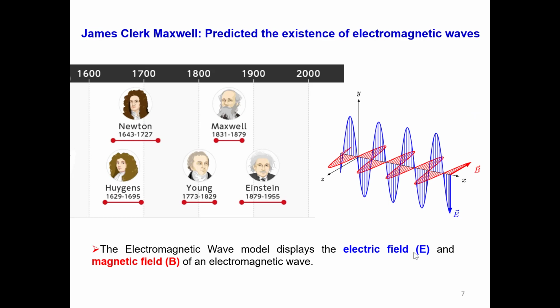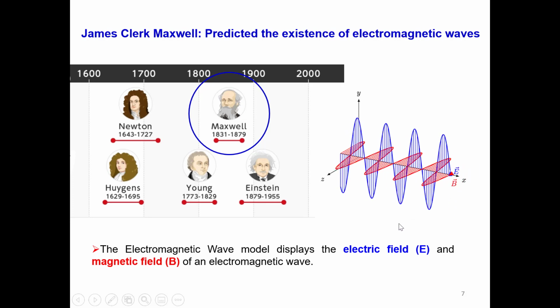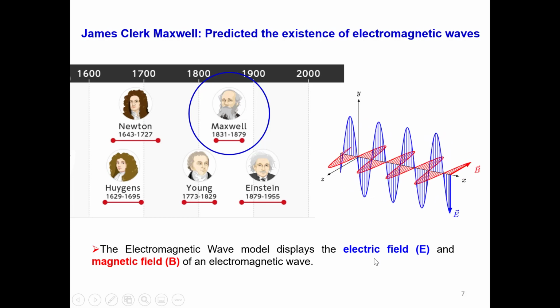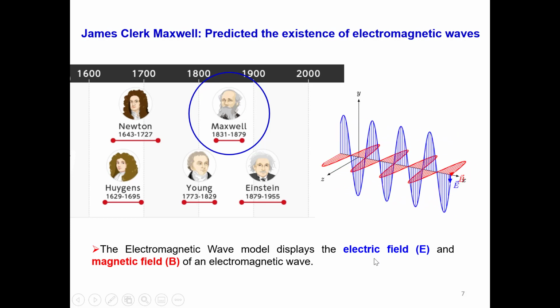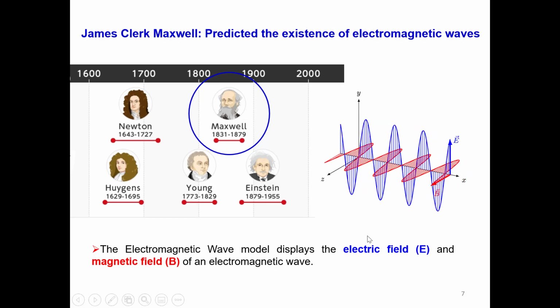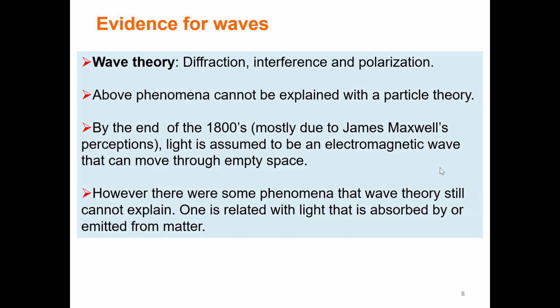An additional point that favored the light wave theory was that Maxwell proposed that light was an electromagnetic wave. Remember, the electromagnetic wave is a combination of electric and magnetic fields that are perpendicular to each other. During the 1800s, all the experimental results along with the electromagnetic wave theory showed that light was a wave.